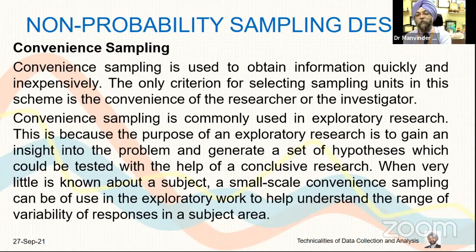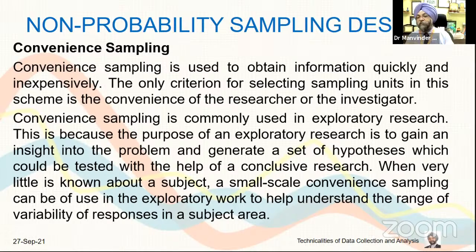This is because the purpose of exploratory research is to gain an insight into the problem and generate a set of hypotheses which could be tested with the help of conclusive research, which is done through random sampling, right? So when little is known about the subject, small-scale convenience sampling can be used for exploratory work to help understand the range of variability of the responses in that subject.